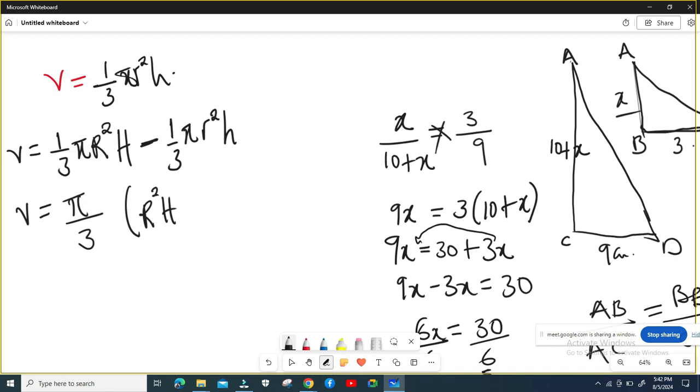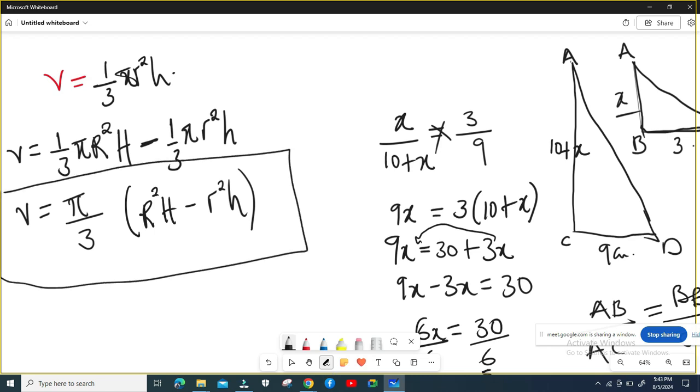So if you want to use this formula, just know this. If you want to use this method, just appreciate this formula.